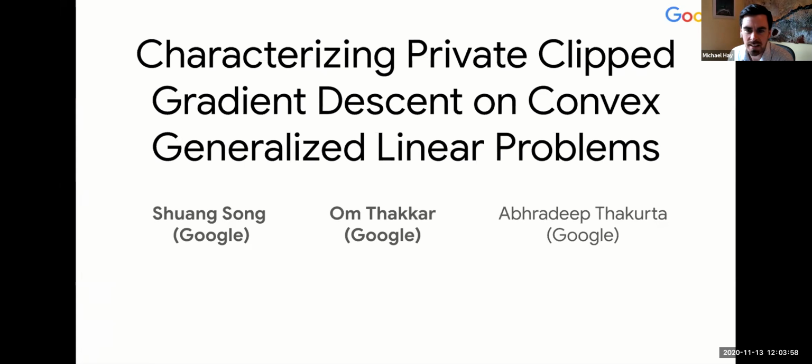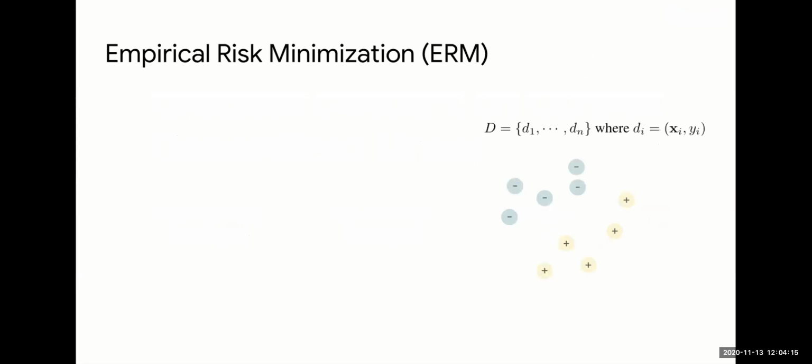Hi, everyone. So, yeah, we're going to talk about our work characterizing private clip gradient descent on convex generalized linear problems. I'm Shuang, and this is joint work with Thakkar and Abhradeep Thakurta from Google. So suppose we have a dataset D consisting of n examples, each has feature X and label Y, and we want to separate them based on the labels.